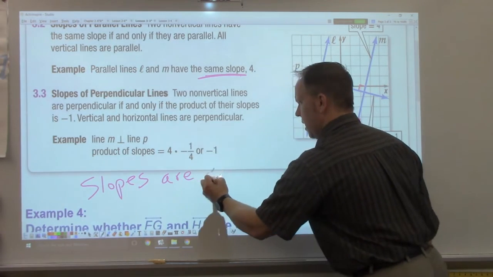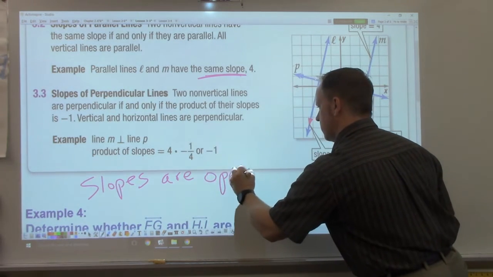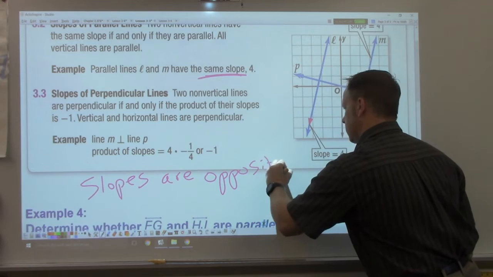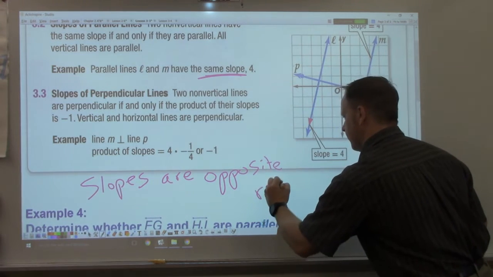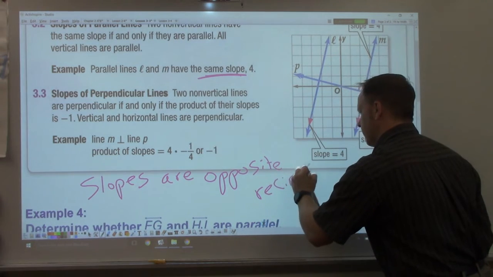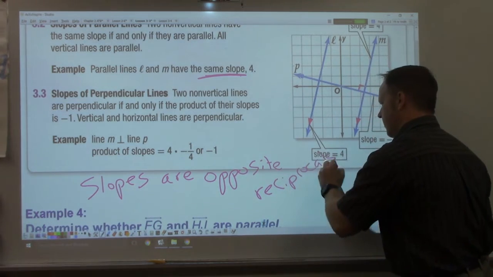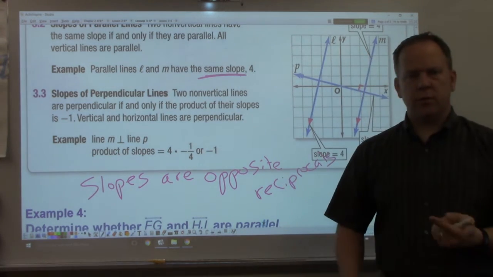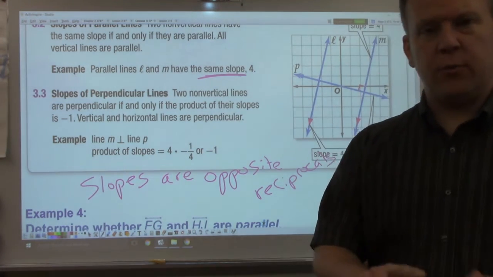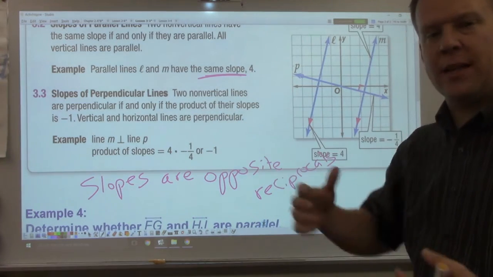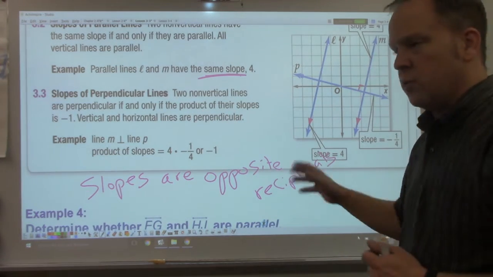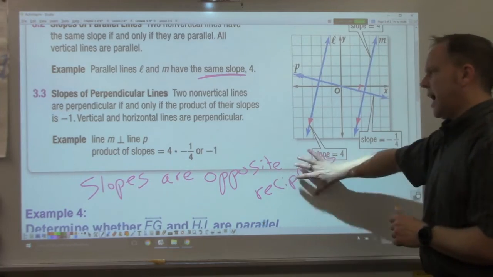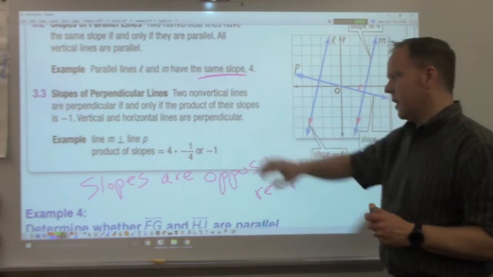Their slopes are opposite reciprocals. Opposite reciprocals. One's positive, one's negative. Reciprocal. You take the fraction and you flip it. That's why I like to keep my slopes as ratios. Okay? Opposite reciprocals for perpendicular lines.